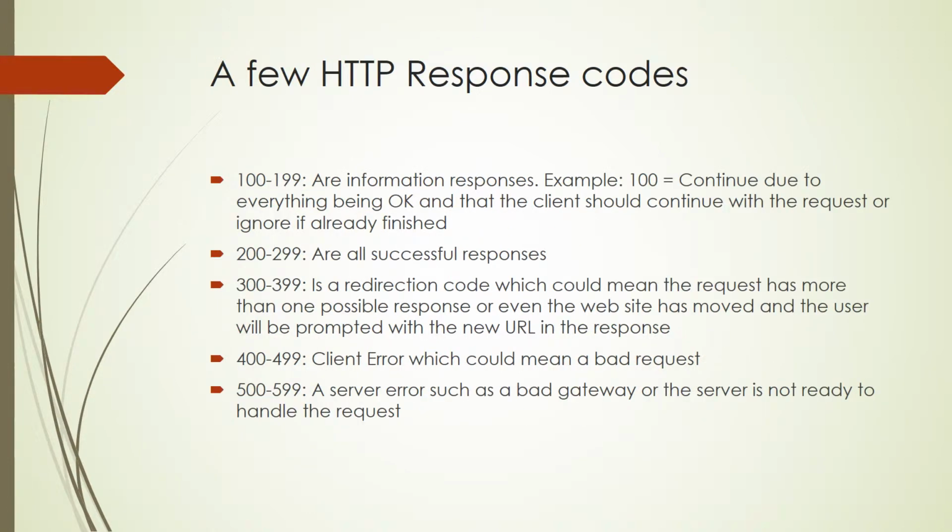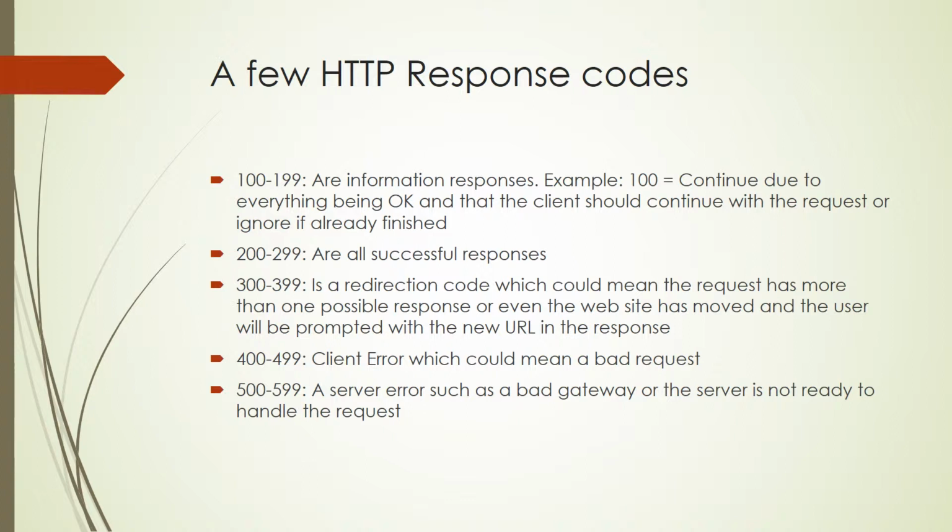A few HTTP response codes include codes 100 through 199 are information responses. An example would be 100, which will mean continue due to everything being okay and that the client should continue with the request or ignore if they are already finished. Codes 200 through 299 are all successful responses.